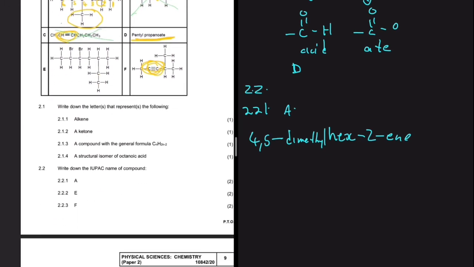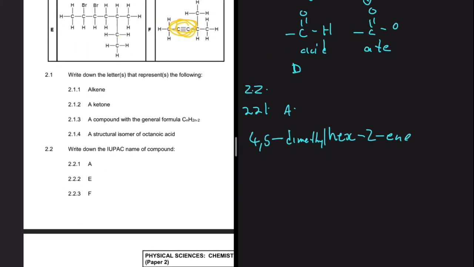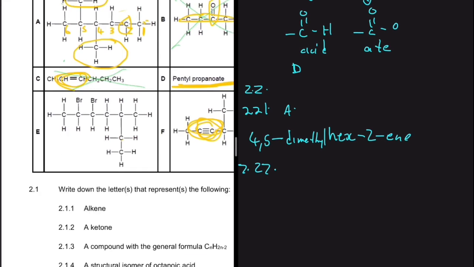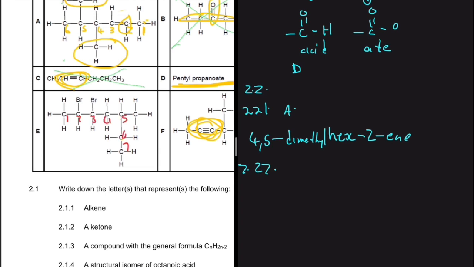Now we can go and do 2.2.2. We need the IUPAC name of compound E. So let's go look at compound E. Let's look for the longest carbon chain. So if we say this is 1, 2, 3, 4, 5, 6, 7, and then if we take this way and we keep going forward, we get 6, right? So we can conclude that the longest carbon chain has 7 carbons.